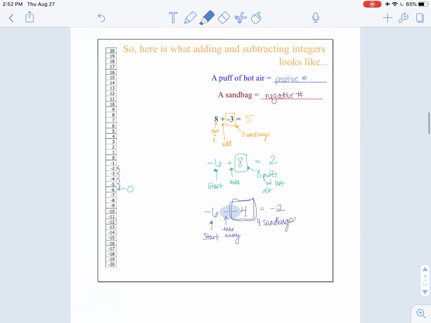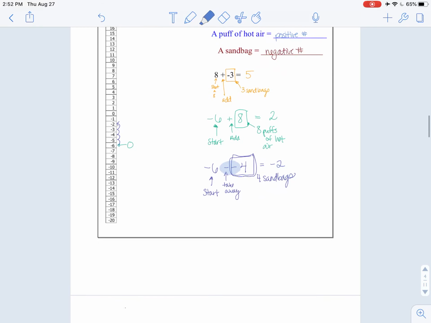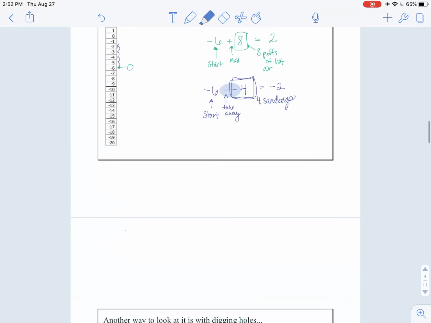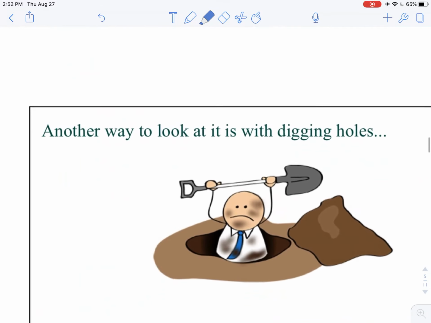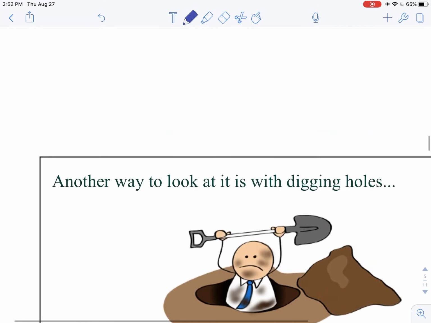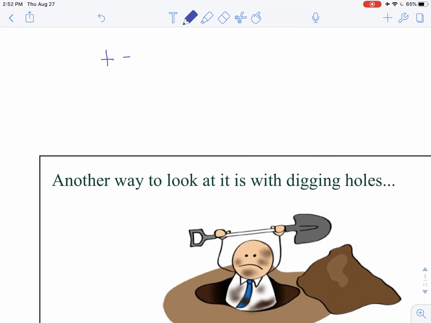This is just one way I wanted to get you to start visualizing positive and negative numbers. We're going to move on to the second way. And this is with digging holes. All right. We're going to look at positive numbers being dirt and negative numbers being a hole.